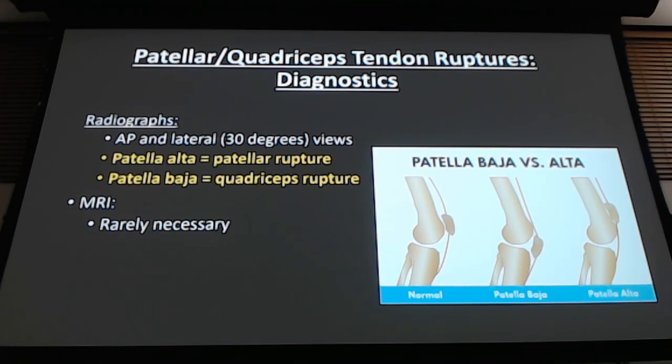Okay. So moving on, radiographs, AP and lateral 30-degree view. So when we say that 30-degree view, that's that slight bend in the knee, correct? Every X-ray you've seen has had a slight bend in the knee itself. Okay. So when you shoot those films, you want to make sure that the condyles overlap, right? Distal femoral condyles. That way you know you have a true lateral. Good to go. So patella alta.